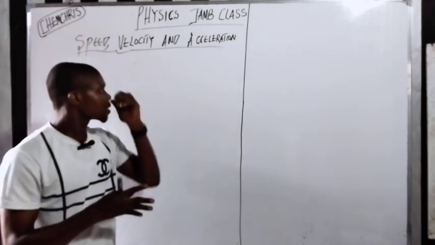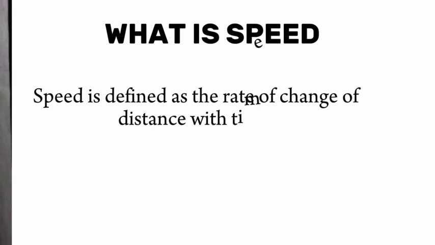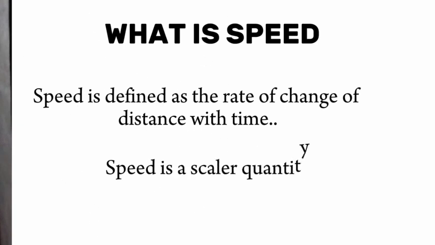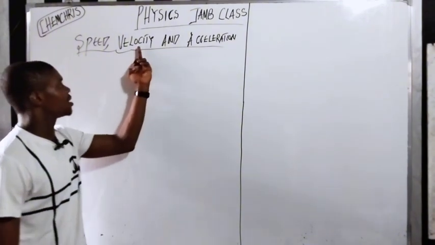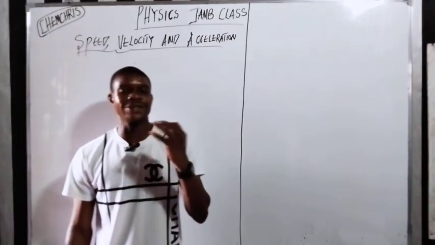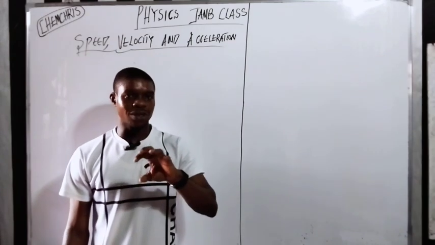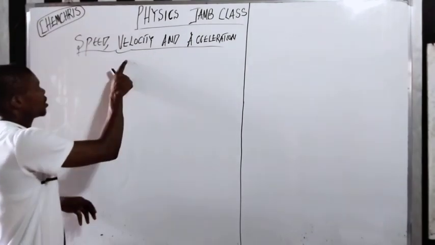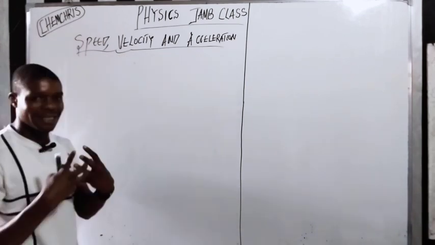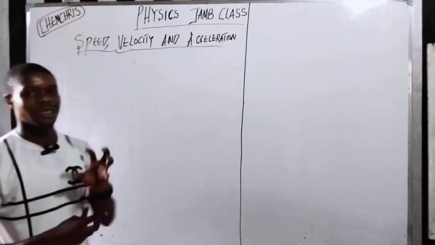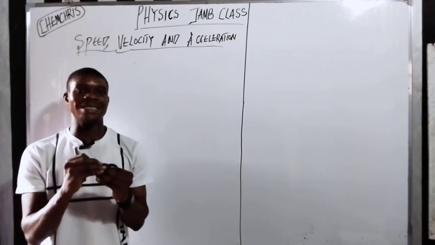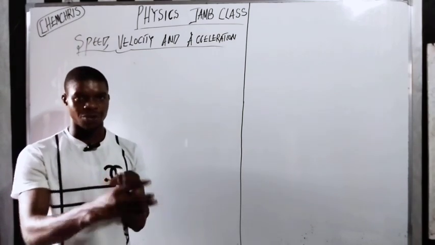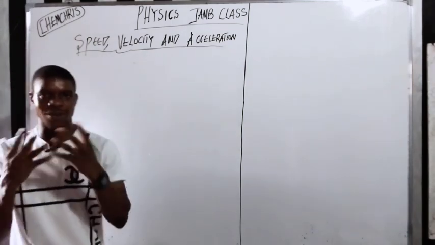So now, what is speed? Speed is defined as the rate of change of distance with time. Speed is a scalar quantity. Velocity is the rate of change of displacement with time. So speed and velocity are related. Just as speed uses distance, velocity uses displacement. Displacement is the distance traveled in a specific direction, while for distance there's no specific direction.